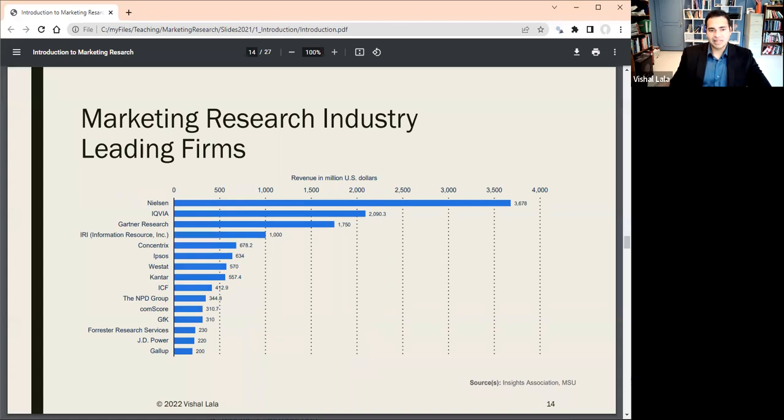Now, the big firms in this area are Nielsen and IQVIA. IQVIA is the largest firm in the world in the case for healthcare or pharmaceutical research, followed by Gartner Research, IRI, Concentrix, Ipsos, WeStat, Kantar, and so on and so forth. Some of these firms are full service firms offering many marketing research services, while others offer limited services focusing on specific things like managing data from the cash registers or what is called scanner panel data. Others might be focusing only on web analytics or web research.